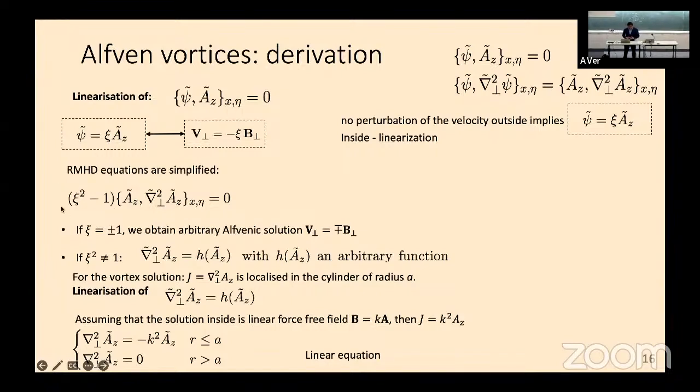In case C is equal to plus or minus one, we obtain the arbitrary adiabatic solution. So the solution where the magnetic field and the velocity, in normalized units, are directly correlated with each other with a coefficient of one. And in the other case, if it is not the case, this multiplier must be equal to zero. And this means that Nabla square of AZ is an arbitrary function of AZ.